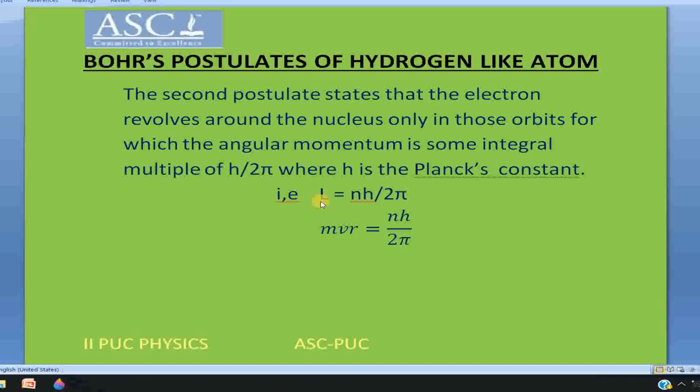A scientist called de Broglie has given the explanation for Bohr's second postulate. He actually arrives at this equation, that is mvr is equal to nh by 2 pi, and concludes that Bohr's second postulate is correct. We will see how exactly it is done.